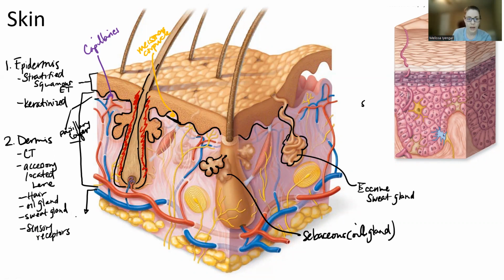So the hair is actually attached to the skin by a smooth muscle. This is called the erector pili muscle. And basically when this muscle contracts, the hair goes up, and that's what creates goosebumps.